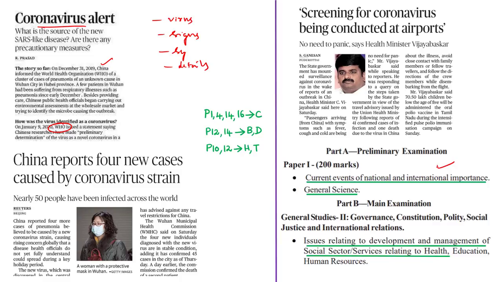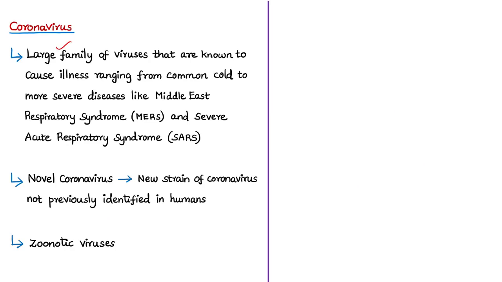See, coronaviruses are actually a large family of viruses, and these viruses are known to cause illness which range from the common cold to more severe diseases such as Middle East Respiratory Syndrome and Severe Acute Respiratory Syndrome, that is SARS. Now, we'll see about novel coronavirus, which is a new strain of coronavirus that has not been previously identified in human beings. The Chinese researchers, by using genome sequencing technique, were able to identify the virus as novel coronavirus within a short span of time.